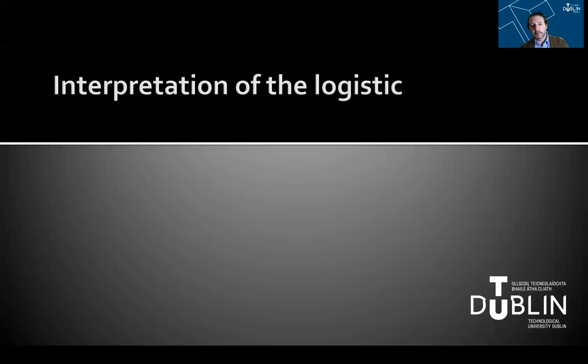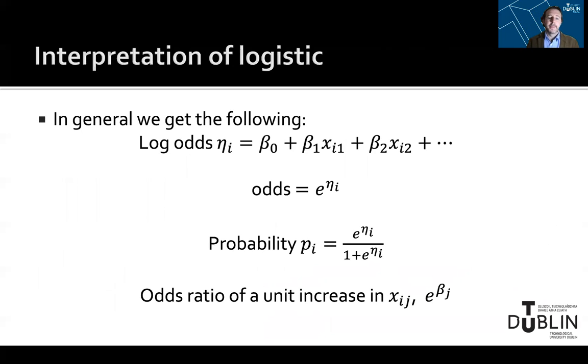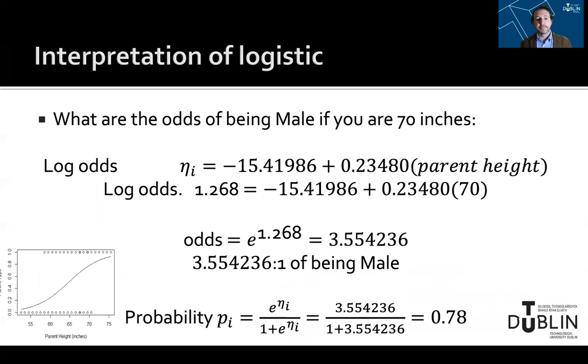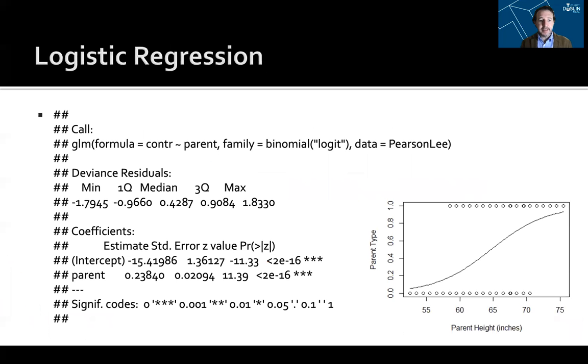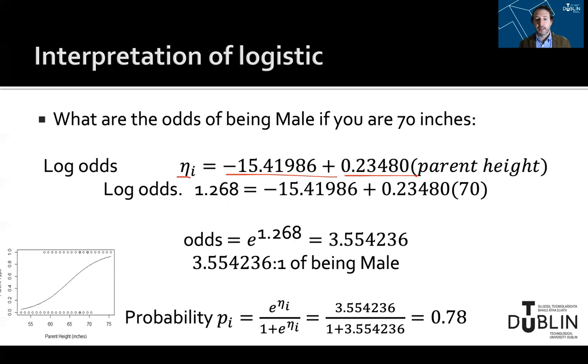So how do we interpret the logistic? One way of interpreting the logistic is using log odds, or odds, or probability. Let's take, for example, what are the odds of being male if you're 70 inches? We calculate this eta. These numbers here, the minus 15 and 0.23, came directly from our model. They are beta weights. And if we put in 70, we get a log odds of 1.268.